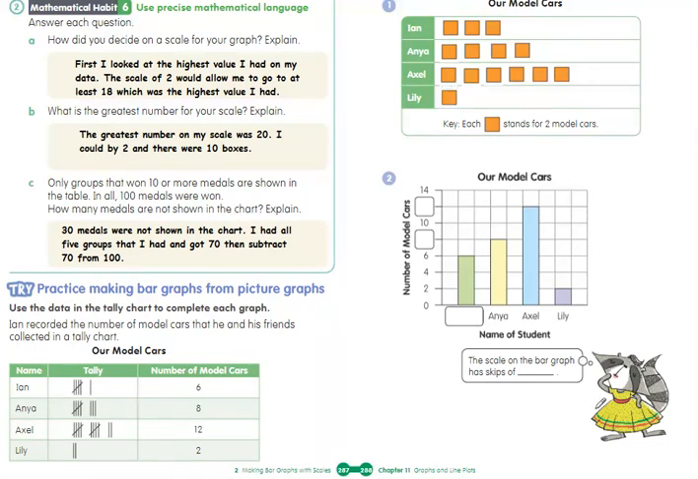Now I need to look here and turn it into a bar graph. So the number of model cars, it looks like the scale goes by 2. 0, 2, 4, 6. So I'm going to put 8, 10, and 12. And then it says I have Anya, Axel, Lily. So I need to put in the missing person's name. Well, that would just be Ian. He's the missing person. So the scale on the bar graph has a skip of 2.